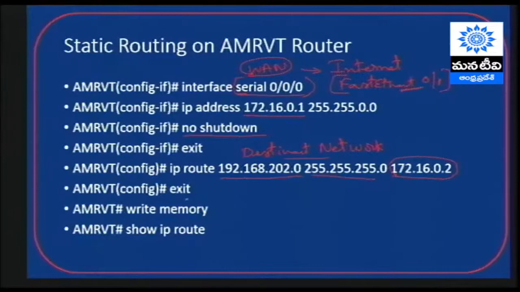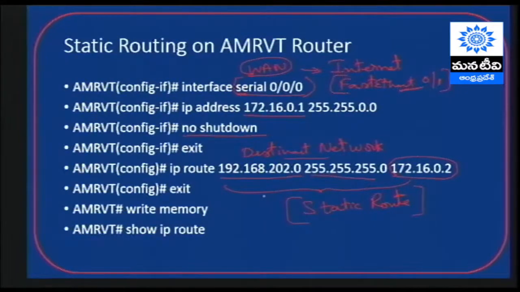And then we have, this is called a static route. This is the configuration called static route. We are manually defining the path from Amaravati to Hyderabad, and we will be doing the similar thing from the Hyderabad router to the Amaravati router as well.